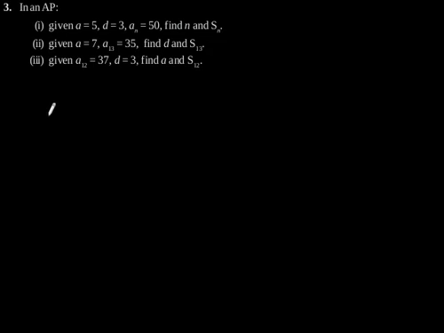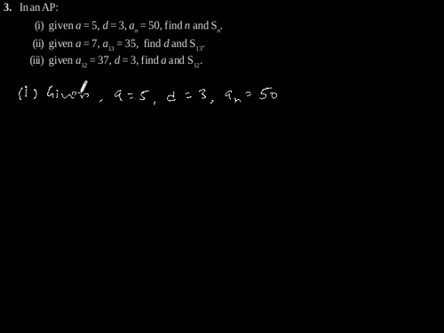Exercise 5.3, question number 3. In an arithmetic progression, first given is a is equal to 5, d is equal to 3, an is equal to 50. We need to find out n and Sn.